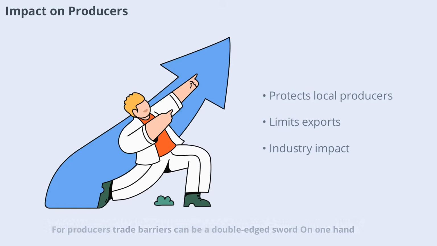For producers, trade barriers can be a double-edged sword. On one hand, they protect local businesses from foreign competition, allowing them to grow and maintain jobs. On the other hand, barriers can make it harder for companies to access foreign markets, limiting their growth potential. The overall impact depends on the industry and the specific barriers in place.